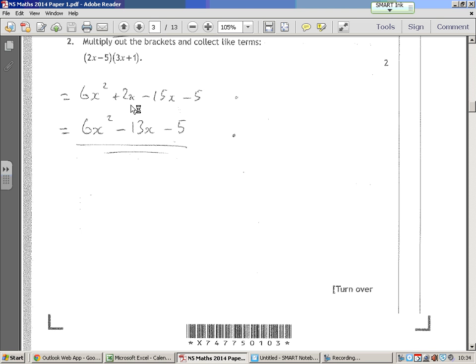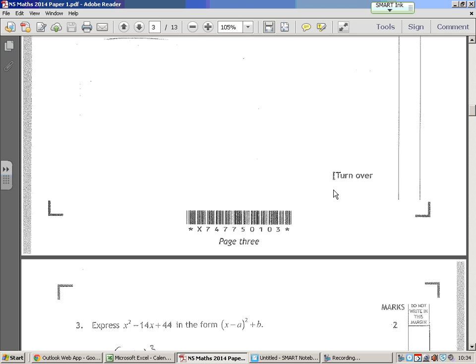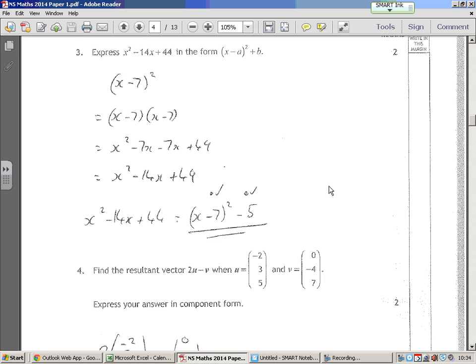Then tidy up the x terms. Positive 2 subtract 15 is negative 13x. So 1 mark for multiplying out, 1 mark for tidying up. Question number 3. Express x squared minus 14x plus 44 in the form x minus a all squared plus b, or completed square form.